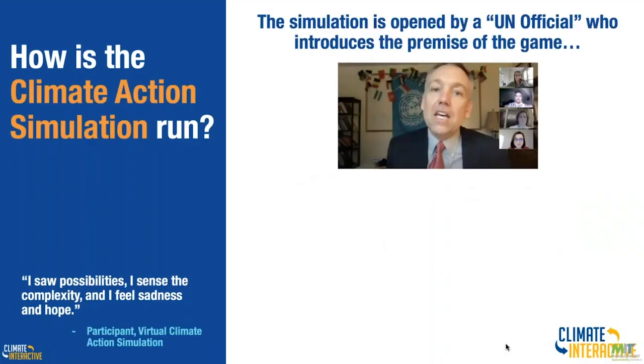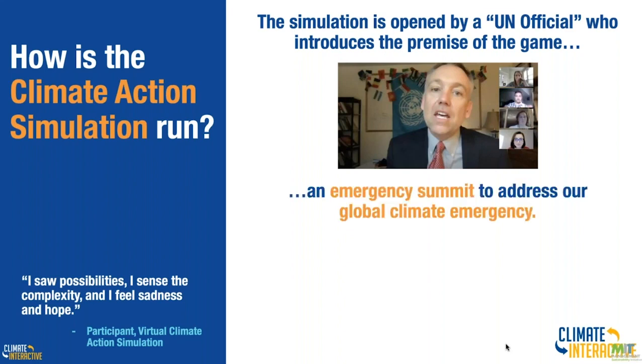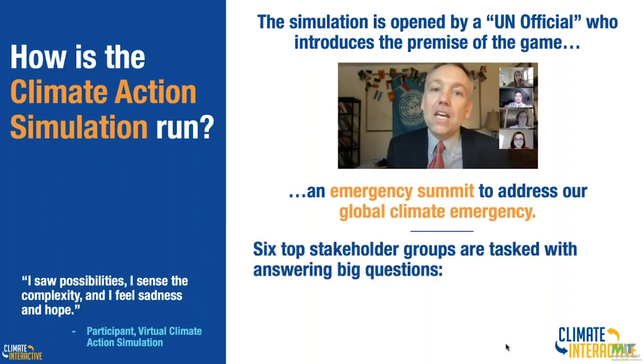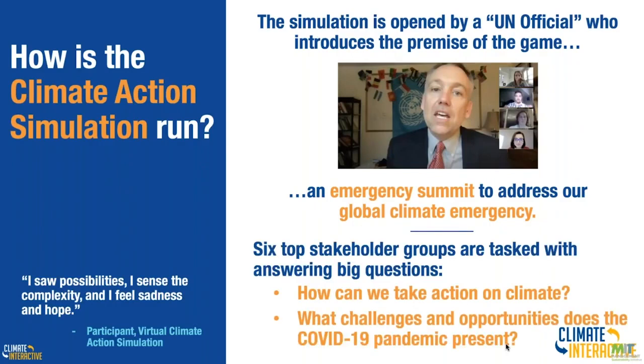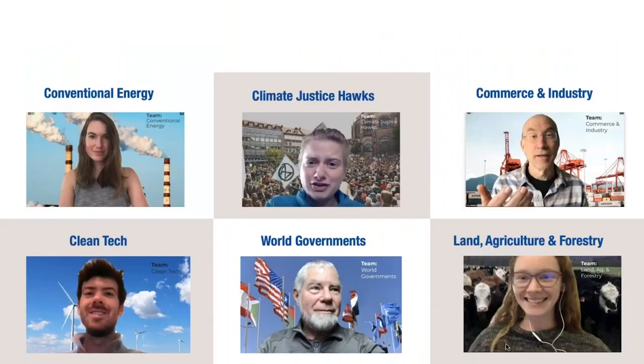The way it works is that you have a UN official. It's me as Antonio Guterres, the Secretary General of the United Nations, in the role of the Secretary General, calling an emergency summit to address the global climate challenge. And we have 6 stakeholder groups saying, how can we take action? What challenges or opportunities does the COVID-19 pandemic present? And then here are the groups.